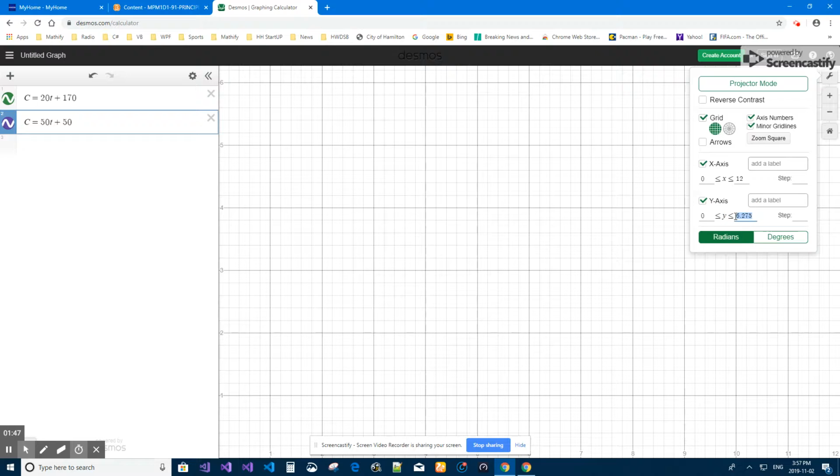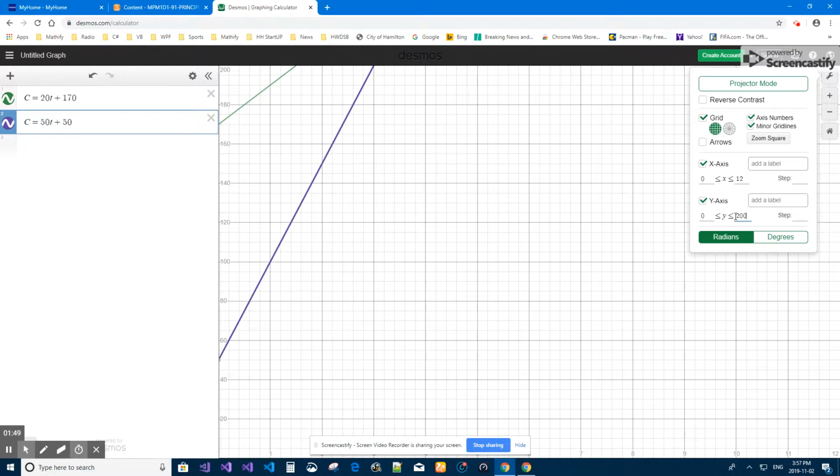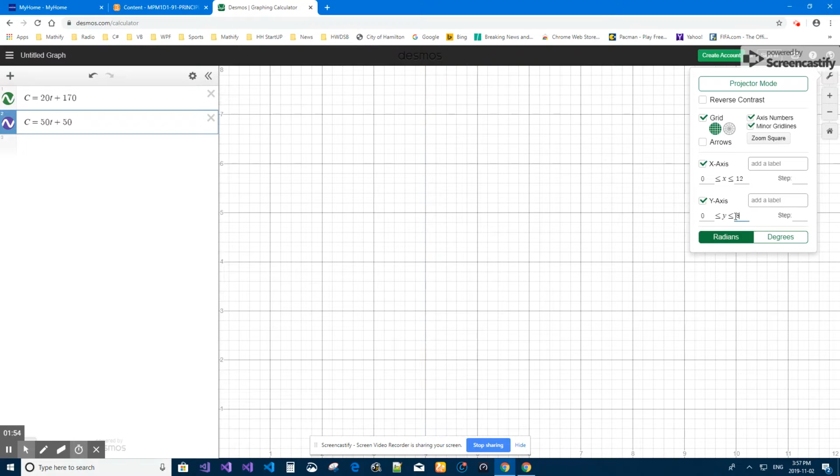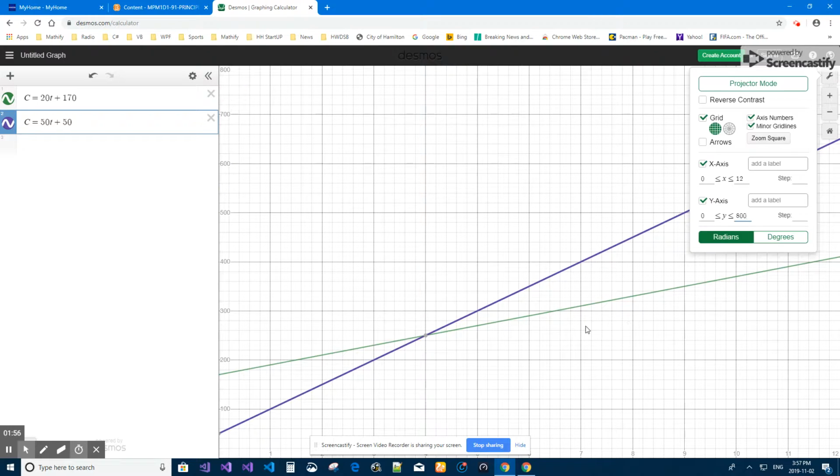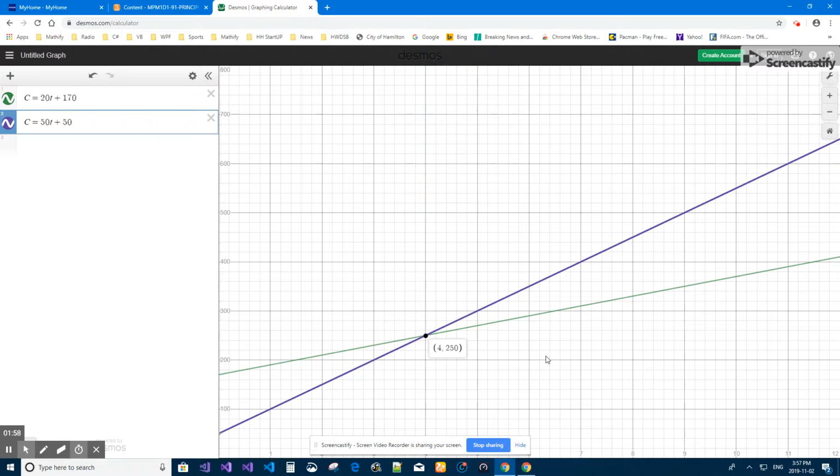I can try different numbers. I tried 200, still can't see the answer. So let's try 800. I can see my point of intersection directly. So I know 4 and 250 are my points of intersection.